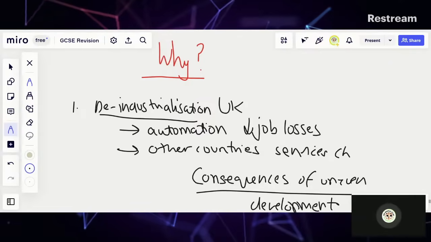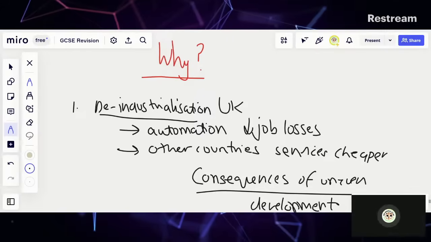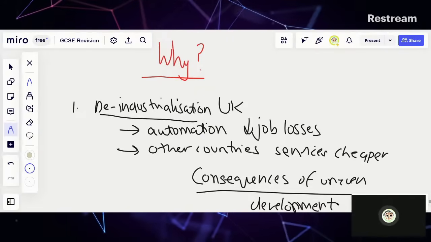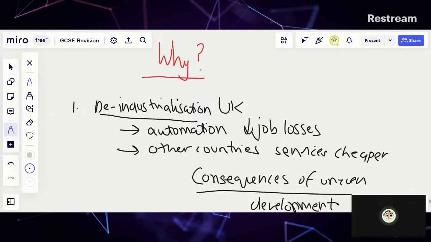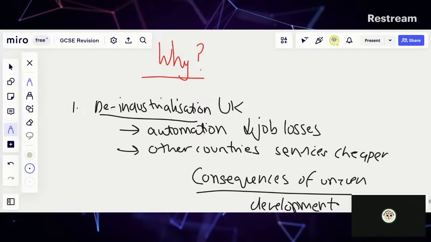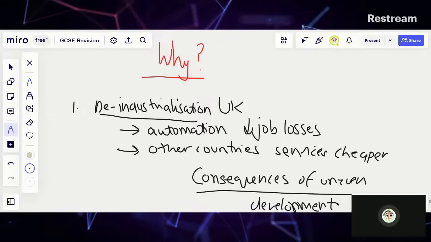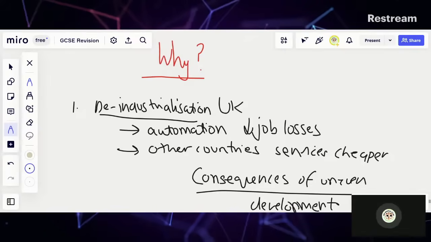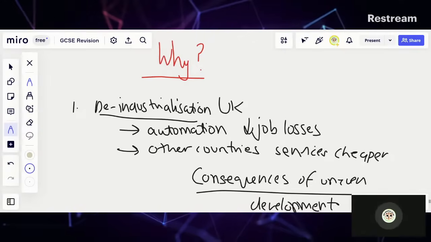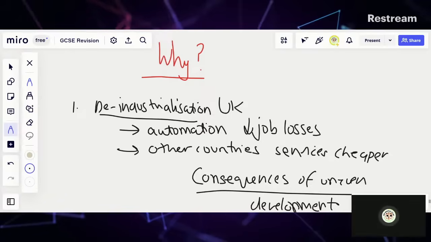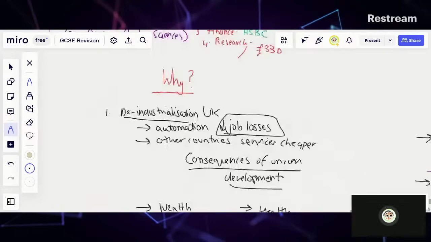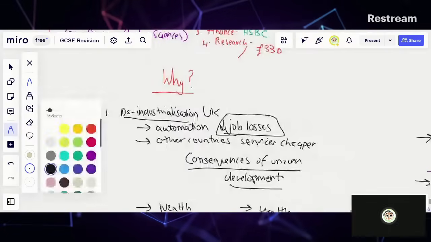For example, China as well as India offer really cheap labor. So companies thought, should I stay in the UK and pay really expensive, higher salaries, or should I get my manufacturing done in other countries where it's much cheaper? And they decided to do that. Therefore there were a lot of job losses, and there wasn't much space in the UK for the secondary industry.